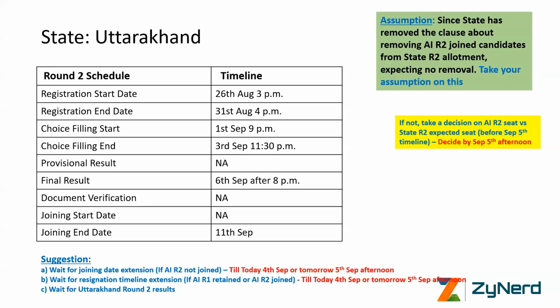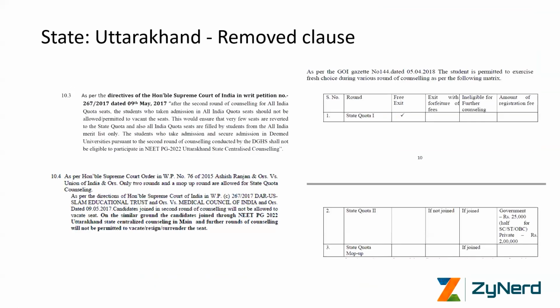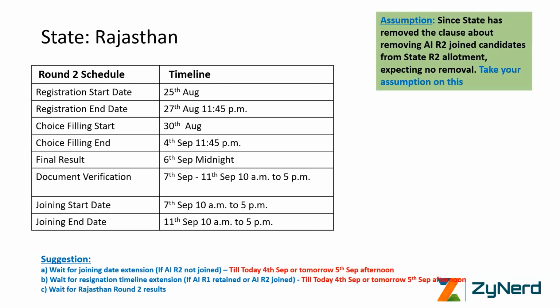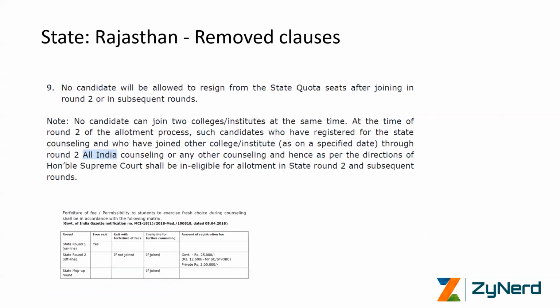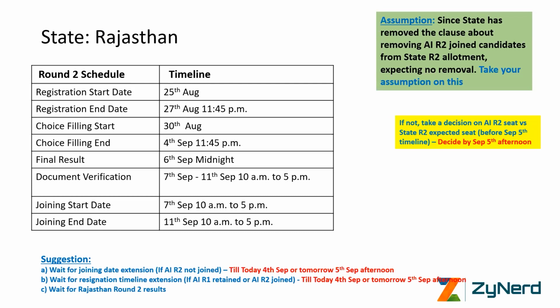So as far as Uttarakhand is concerned, slight difference from now on, whatever we are going to discuss from now on, because 6th September deadline, 5th September is a crucial date. We are looking at states where final results are declared after 6th September. Rajasthan, we are looking at a start date, final result on 6th September midnight. And Rajasthan has also changed its clauses to accommodate for state round two to state round three movement.